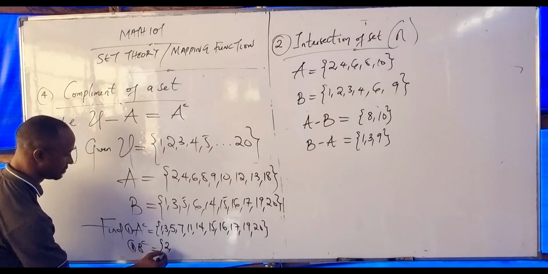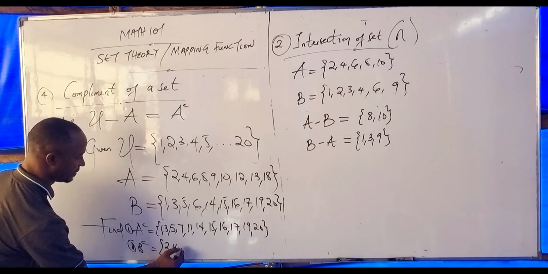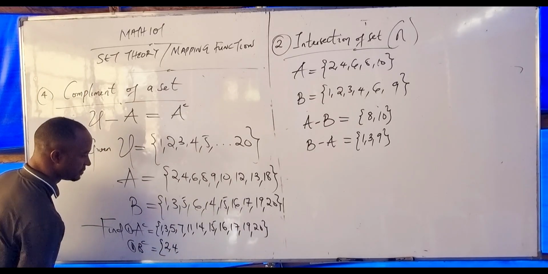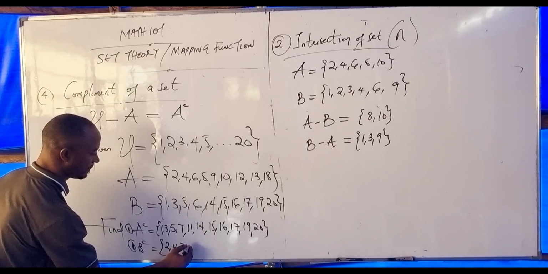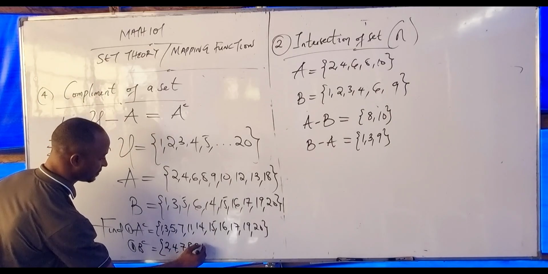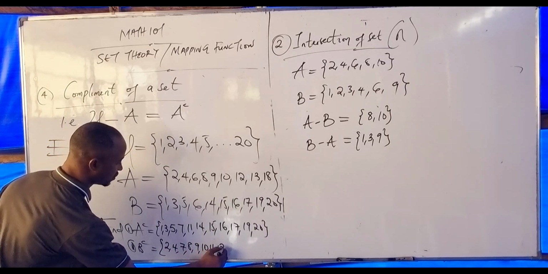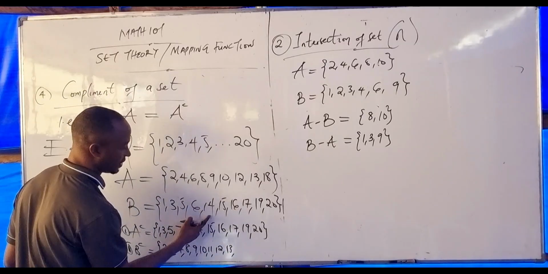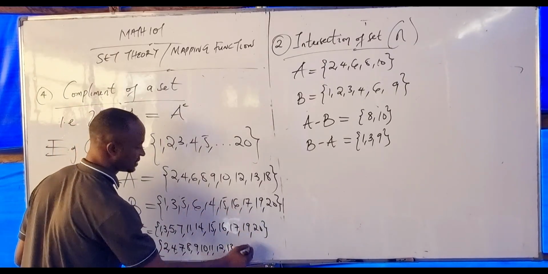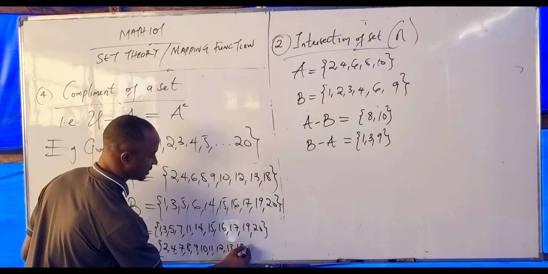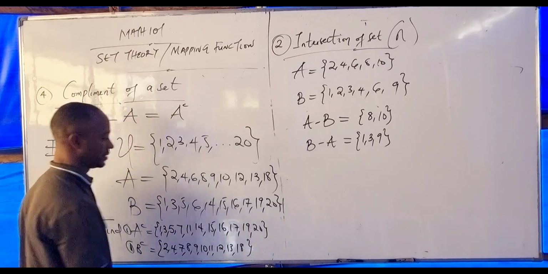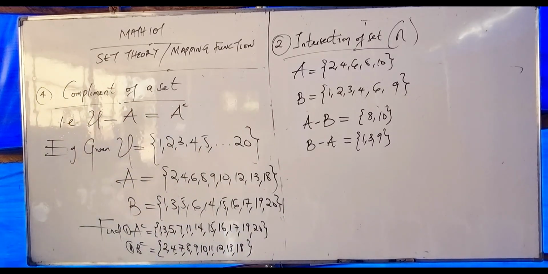2, 4, 7, 8, 9, 10, 11, 12, 13. There's 14, 15, 16, 17. What next? 18. That is all. Thank you. Are you getting the gist here?